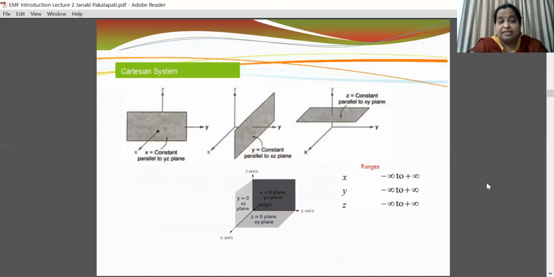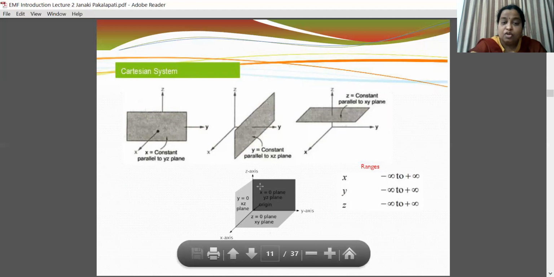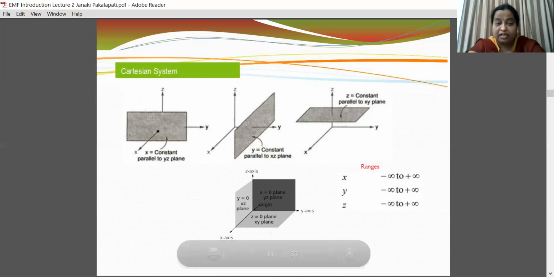So what is a Cartesian system? As I told you, it has x-axis, y-axis, and z-axis. If you see the picture, there is an x component, x equal to constant, and that is nothing but a plane parallel to the yz plane. Here there is another plane, y equal to constant, that means parallel to the xz plane. And one more plane parallel to the xy plane, or z equal to constant. We can term it either way. If you combine all these 3 planes together, you can see a cuboid in this pattern.